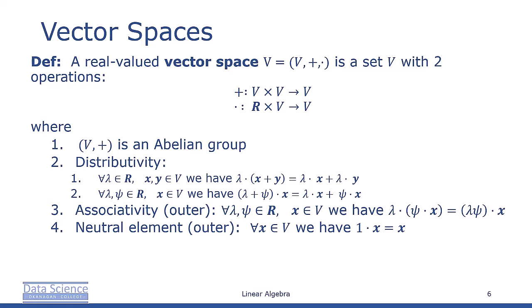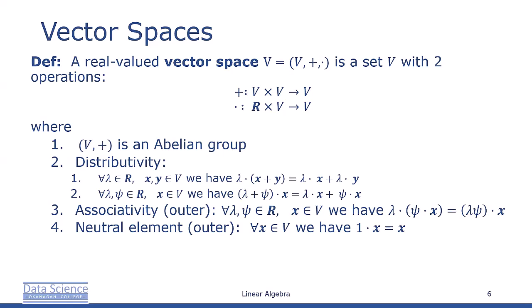So a real valued vector space V is an ordered triple (V, plus, dot), consisting of a set V and two operations, plus and dot, where plus takes two things in V and outputs something in V, and dot takes a real number and something in V and outputs something in V, where one, the ordered pair (V, plus) is an abelian group, and two, follows the distributive property.